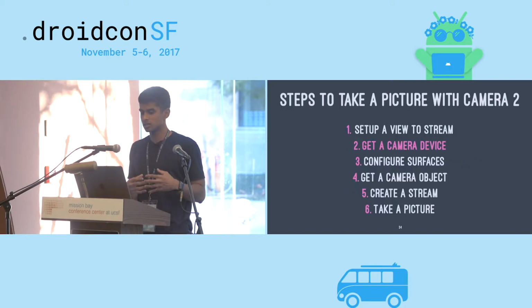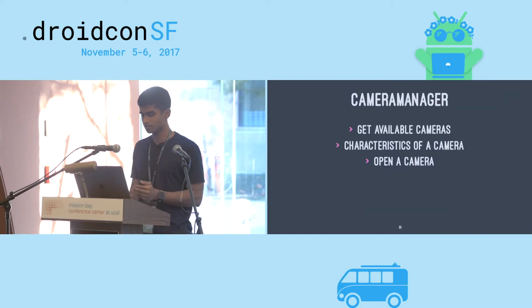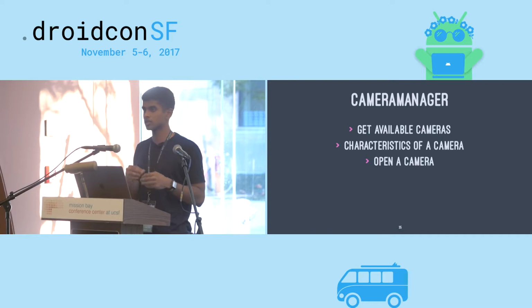So once you set up the view, now you're ready to create a camera device. To do that, there is the Camera Manager class. It allows you to get available cameras. By cameras, I mean like front camera, rear camera, or external camera. And then it gives you the characteristics of each camera. And finally, it'll let you open the camera.